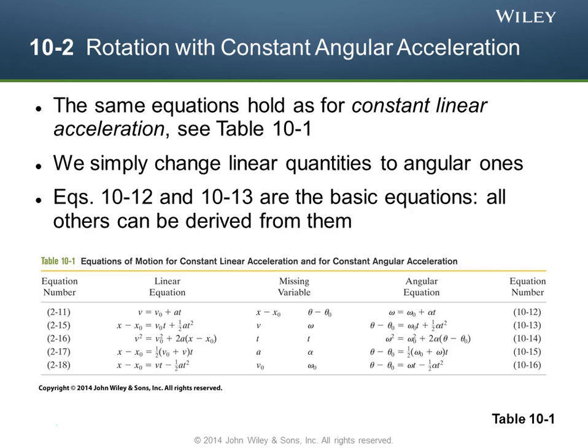Quickly here, we have a table 10-1 that gives us all of our linear equations transferred over to the angular equations. And all of these hold up if there is constant linear acceleration for the linear equations and constant angular acceleration for the angular equations. So these are basically just our kinematic equations translated into the rotational quantities.